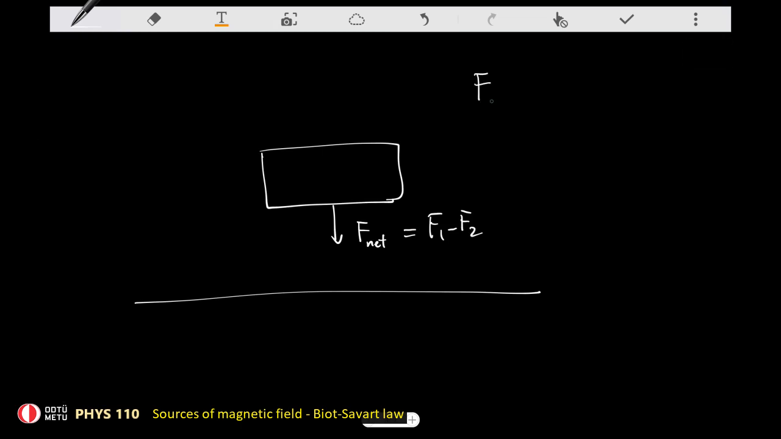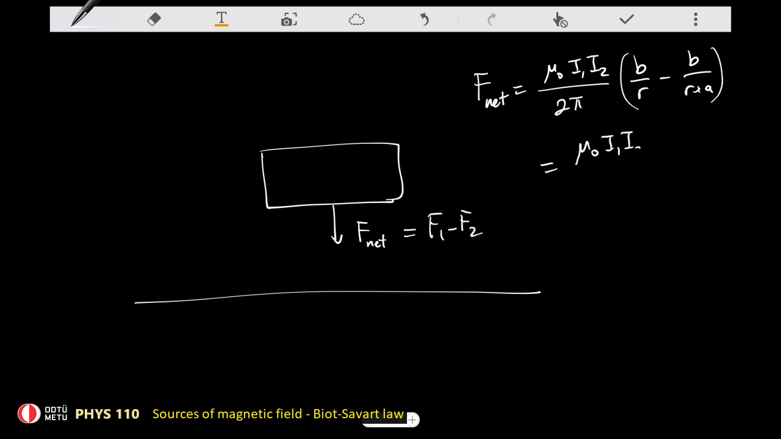So we can compute this. F net therefore has a magnitude mu 0. I'm saying magnitude in here, but that's also a component of that force along this direction, but I'll talk about this in a moment. So that's 2 pi, there is B in here divided by R, and B divided by R plus A. So if I then subtract these, I'm going to get mu 0 I1 I2 AB divided by 2 pi, AB divided by R plus A.